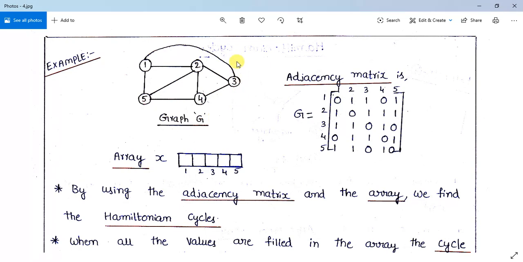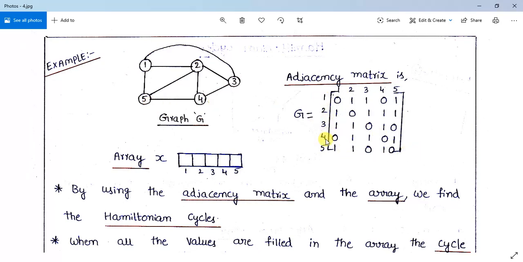So this is the graph given, and for this graph you need to find the Hamiltonian cycles. How is the system going to find all the Hamiltonian cycles, what is the procedure? Everything we will see one by one. First, for this graph, let us draw the adjacency matrix. You all know about the adjacency matrix. Since you have 5 vertices in this graph, you need to consider a 5 by 5 matrix.